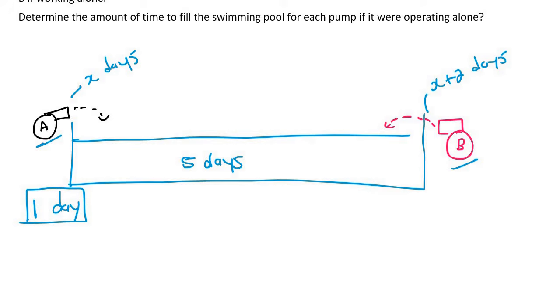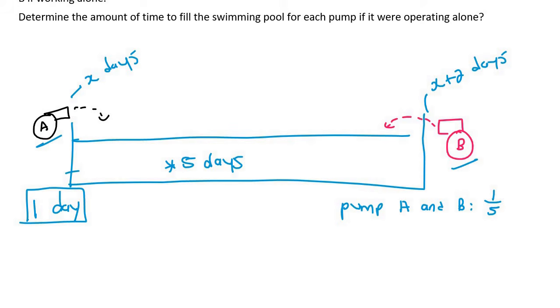Alright, now let's go to pump A and B. Here's the key, guys, this is the part you really need to pay attention to. If pump A and B work together, they can fill up this pool in 5 days. So then what fraction of the pool could they fill up in 1 day? Well done if you said 1/5 of the pool. 1/5 they could fill up in 1 day.